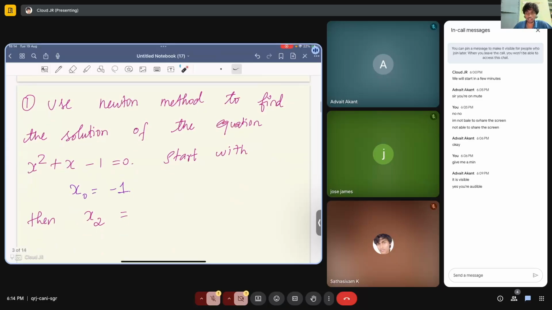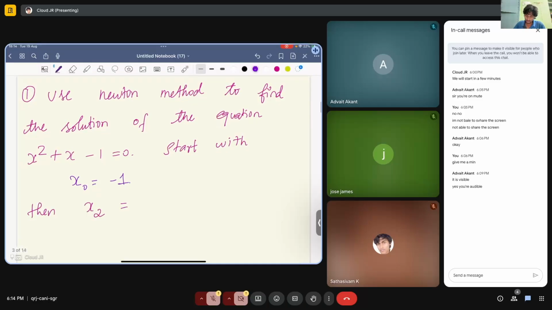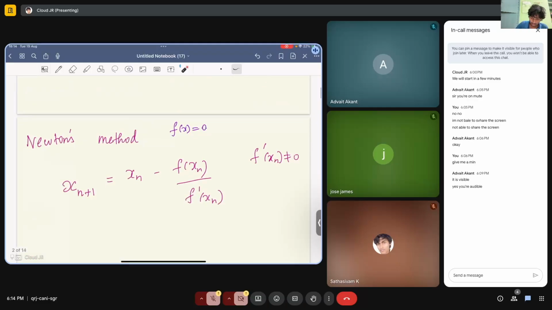Okay, so let's move on to the problems now. Here the problem is you have to use the Newton method to find the solution of the following equation. So you have a quadratic equation, and you start with this point x naught. This is your function f of x, and you have the starting point. Now you want to find what is x2. You just use the Newton method and find x2. Maybe I'll just copy this.